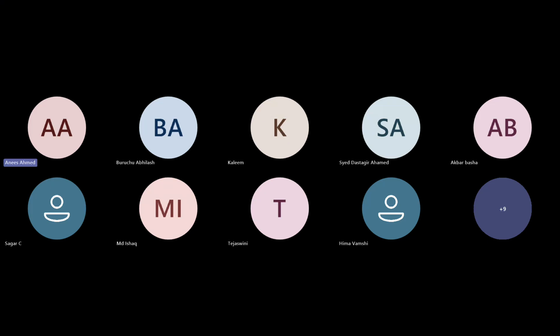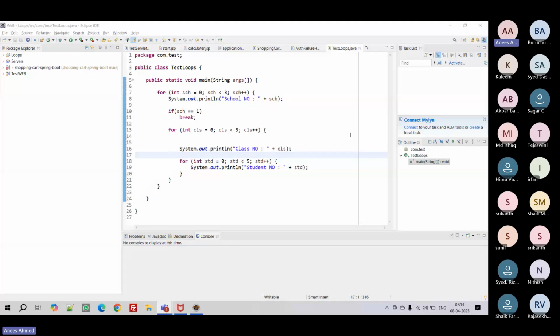Yesterday, what we discussed? We discussed for loops and nested for loops. Then we discussed one example, right? So you can see on screen. Let me share my screen. Right? This program we discussed.